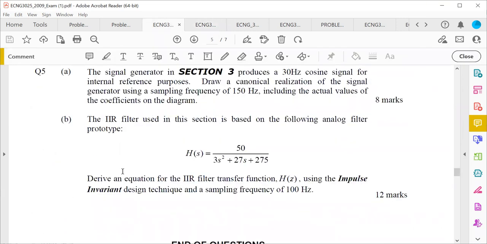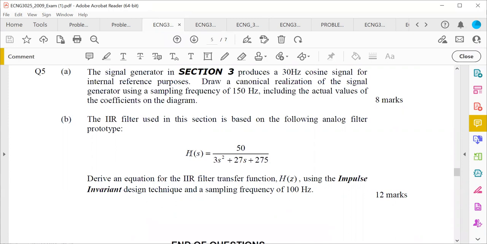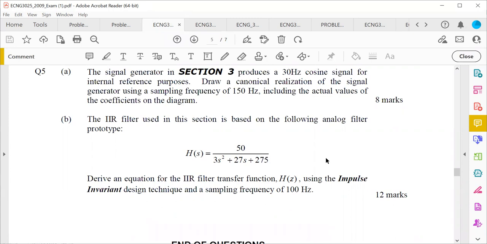And then the last part had to do with impulse invariant design. In the impulse invariant design, you start off again with some filter whose response you know. From H(s), you find the inverse Laplace transform to get h(t). Once you find h(t), you go from h(t) to h(nT), so you sample. If the sampling frequency is 100, T is 1 over 100, which is 0.01. So wherever you have t in there, you replace t with 0.01n. Then you find the Z transform of that, and simplify the equation.